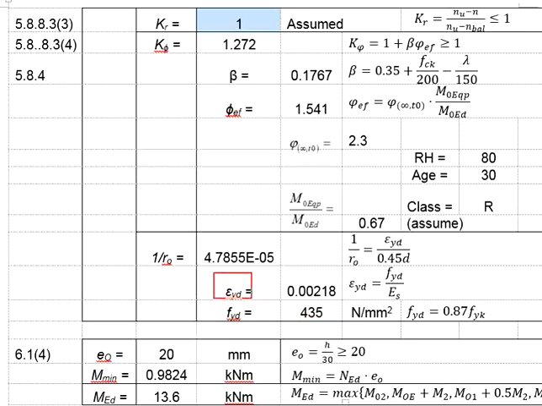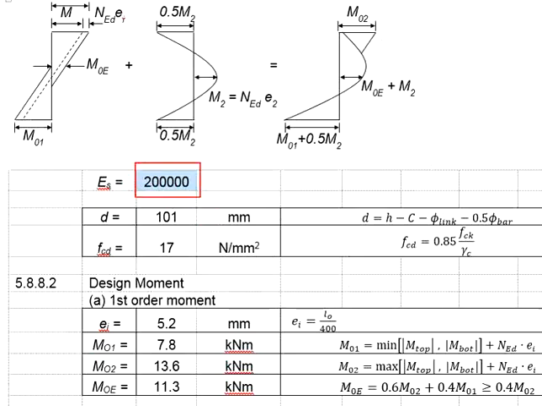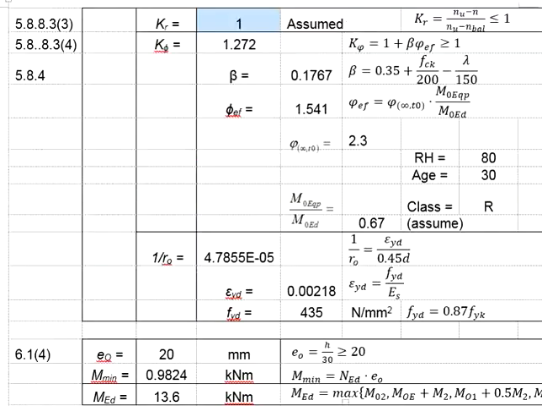Next, you get the design yield strain of the steel bar, which is calculated by dividing the FYD by the modulus of elasticity of the steel. FYD is 435. Modulus of elasticity of the steel is 200 gigapascal. Substitute the value, you get the strain equals 0.00218. To calculate 1 per R0, you need the effective depth.